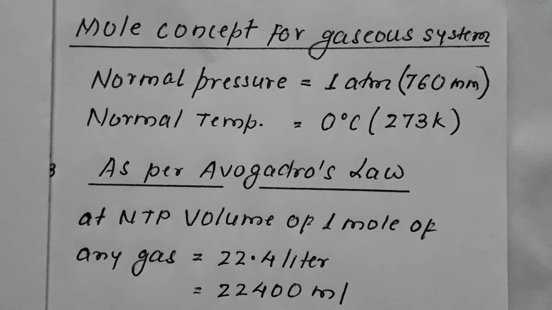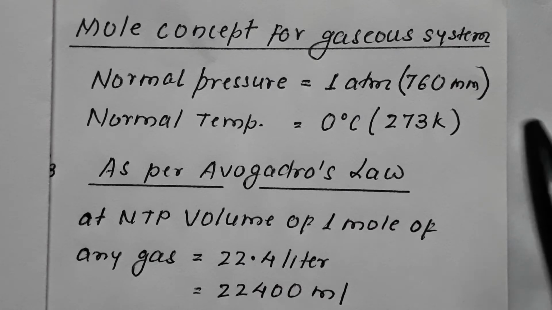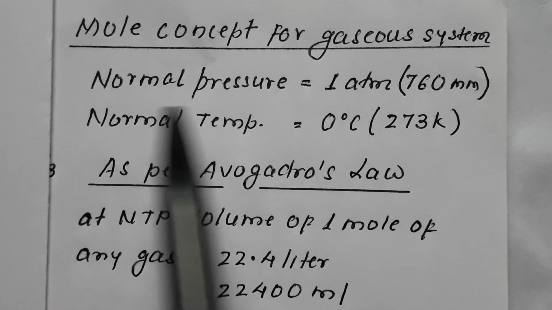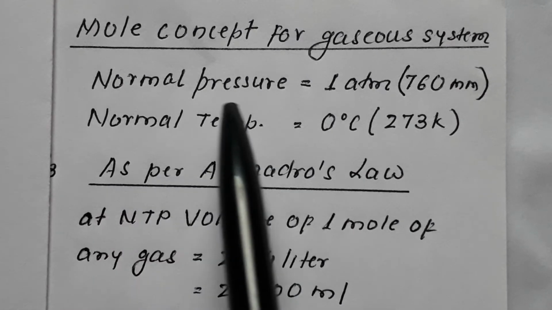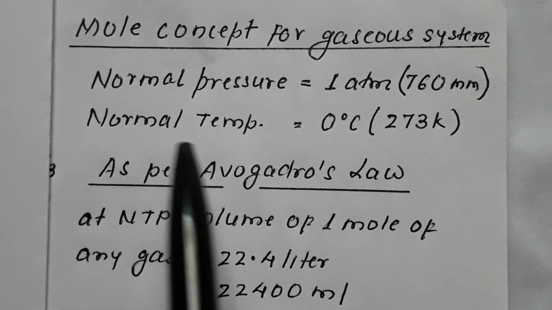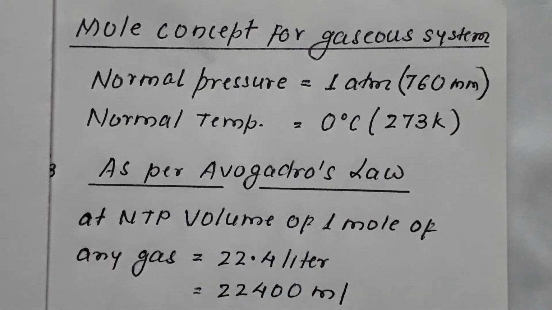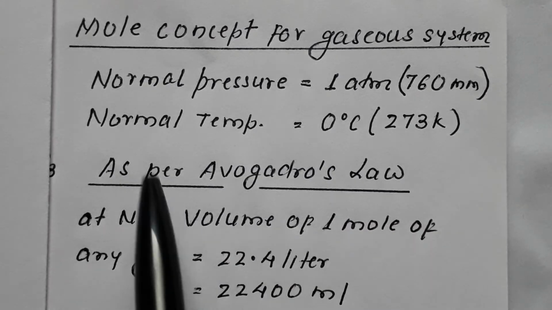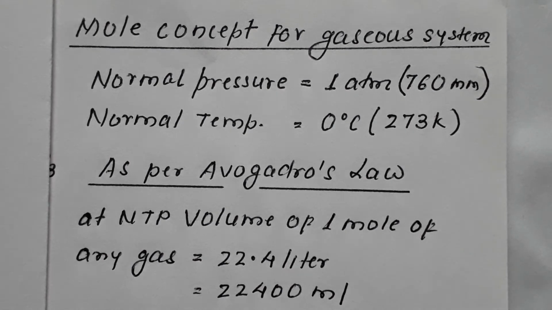Now we come on to the application of mole concept to the gaseous system. There is a term called normal pressure and a term called normal temperature. Normal pressure is 1 atmosphere, that is 760 mm. Normal temperature is 0 degrees centigrade, that is 273 Kelvin. Together it is called normal temperature pressure, in short NTP.